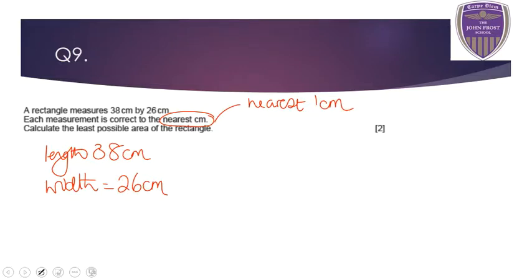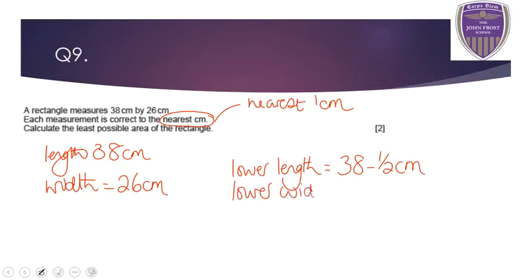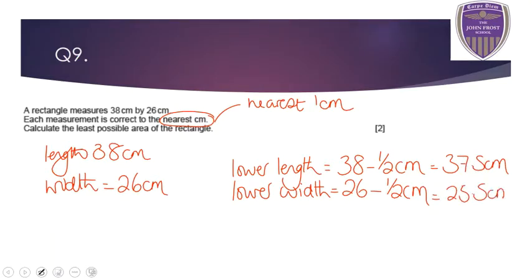Now for your lower bound, for the lower length you would do 38 minus half a centimetre. And for the lower width, you would do 26 minus half a centimetre. So that would be 37.5, and that would be 25.5. And why have I picked out the lower length and width? It's because they want the least possible area.